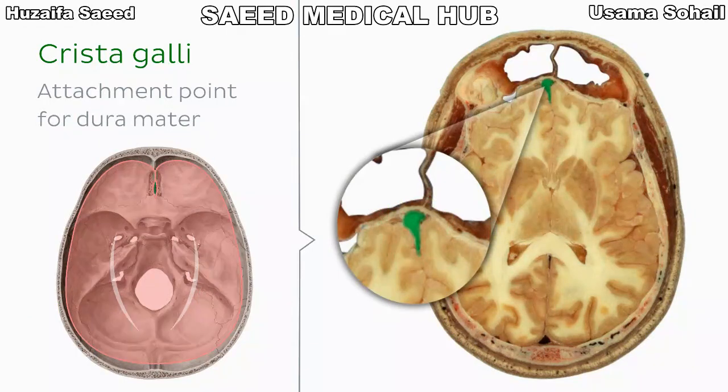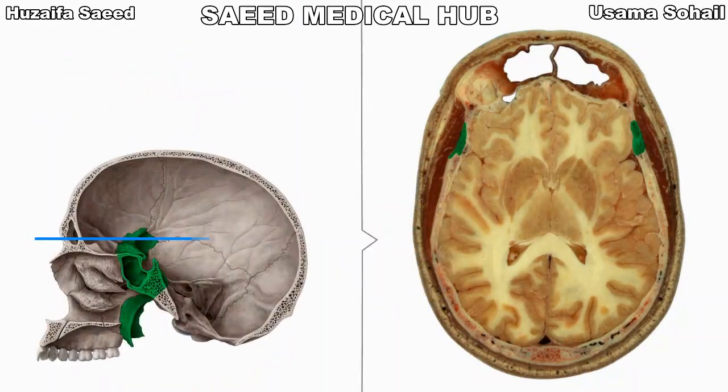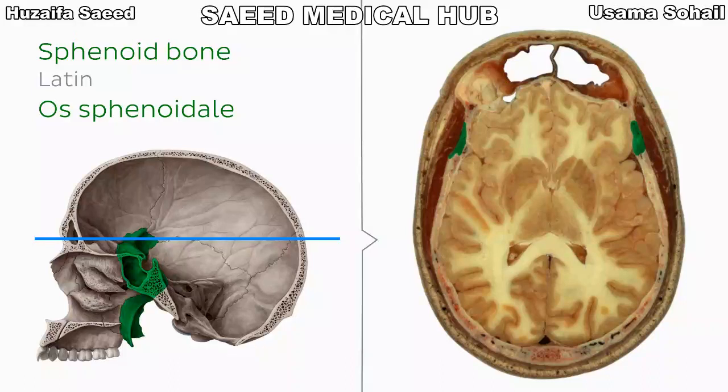We're going to move slightly posterior now. Let's take a look at our next cranial bone, which is the sphenoid bone. The sphenoid bone is known as the keystone of the skull due to its central position within the skull and articulation with several of the cranial bones. Looking at the image on the left, we can see the sphenoid bone is found deep within the skull and can be seen posterior to the frontal bone.